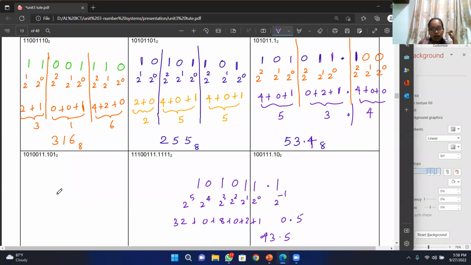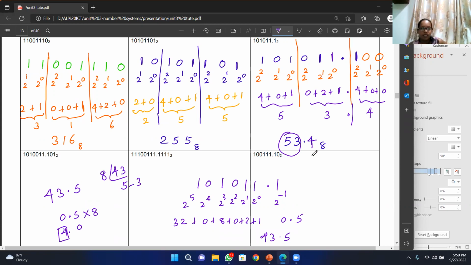Now the 43.5 is in decimal. How to convert decimal into octal? You have to divide the 43 by 8, that is 53. Then 0.5 multiplied by 8 that is 4. We have to take 4 here. Is that clear, Shivani? Yes, teacher.